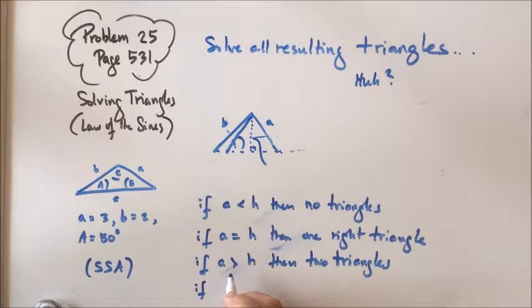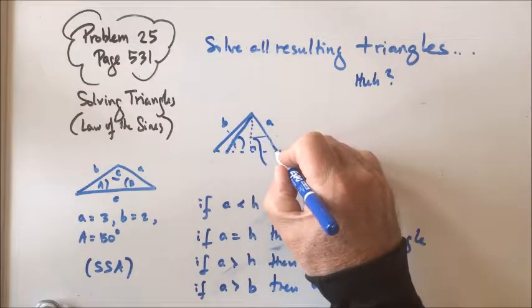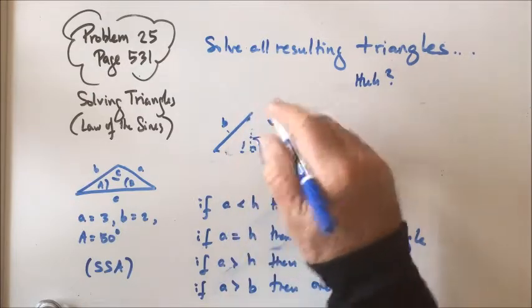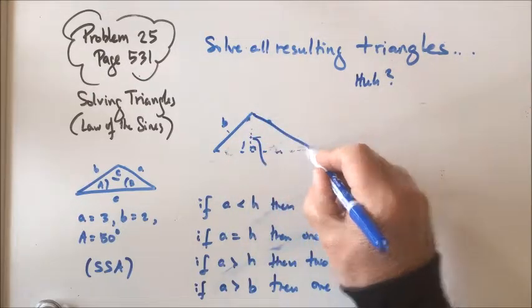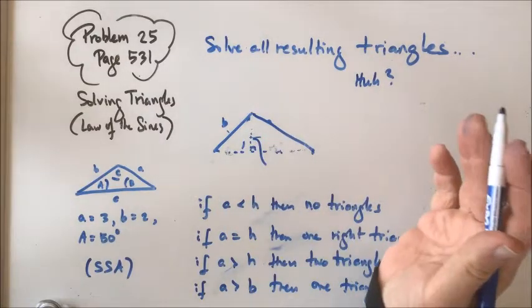what do we want to say? If A is greater than B, then you're back to just one triangle. If A is longer than B, it's this long, then you can only make one triangle. You can't find another one interior here, right?